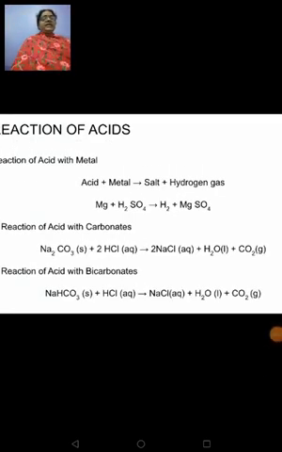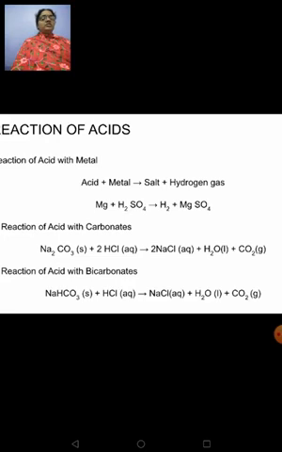First, when acids react with metal, it will produce the corresponding salt and liberate hydrogen gas. Magnesium is a metal. When it reacts with sulfuric acid, H2SO4, it liberates hydrogen gas and forms magnesium sulfate, which is a salt. So acids, when they react with metal, produce salt and liberate hydrogen gas. Similarly, when acids react with carbonates, they produce the corresponding salt, water and liberate carbon dioxide gas. Similarly, when acids react with bicarbonates also, they will produce salt, water and liberate carbon dioxide gas.